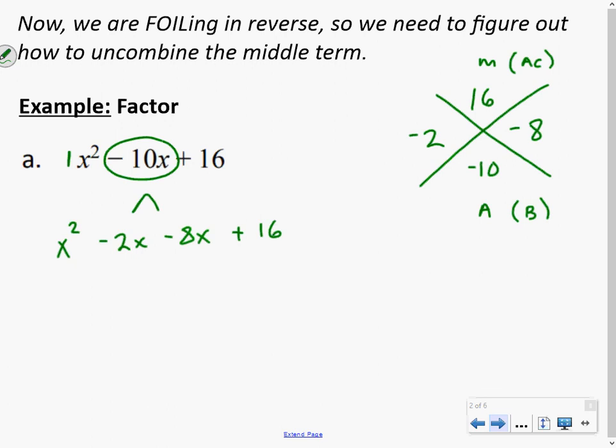But now we have 4 terms, and we can factor by grouping. So I'm going to group. Okay, make sure it's addition in the middle. Factor out our GCFs. So in the first group, it's x. We're left with x minus 2.